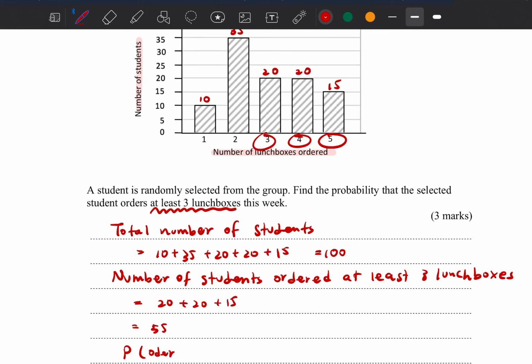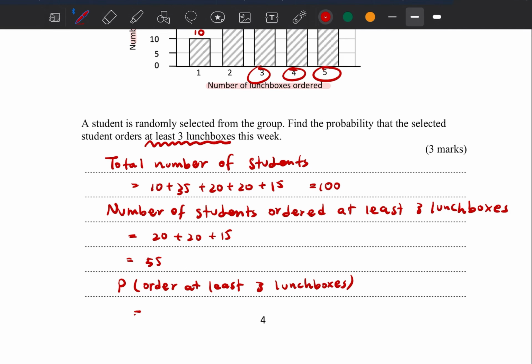So 55. Therefore the probability of ordering at least 3 lunchboxes equals the number of students who ordered at least 3 divided by the total number of students, and you get 11 divided by 20.